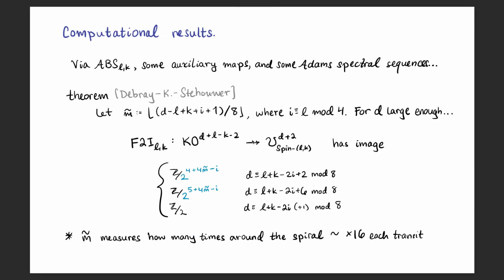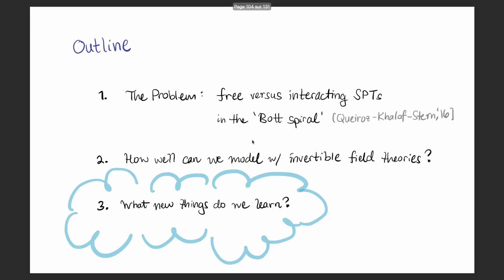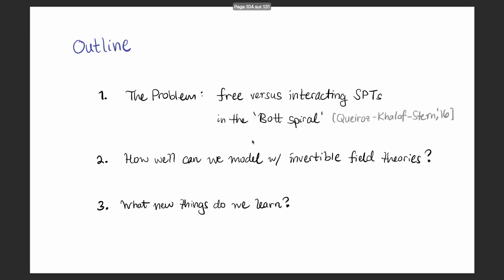And so this reproduces what Krulewski and Stehouwer found. We see that M tilde term, that's kind of measuring how many times we went around the Bott spiral. And so we get this multiplication by 16, which we really wanted to see. This is exciting. And let's see. Don't have too much time left, but let me just say a couple things, and if anyone's interested, we can discuss more later.